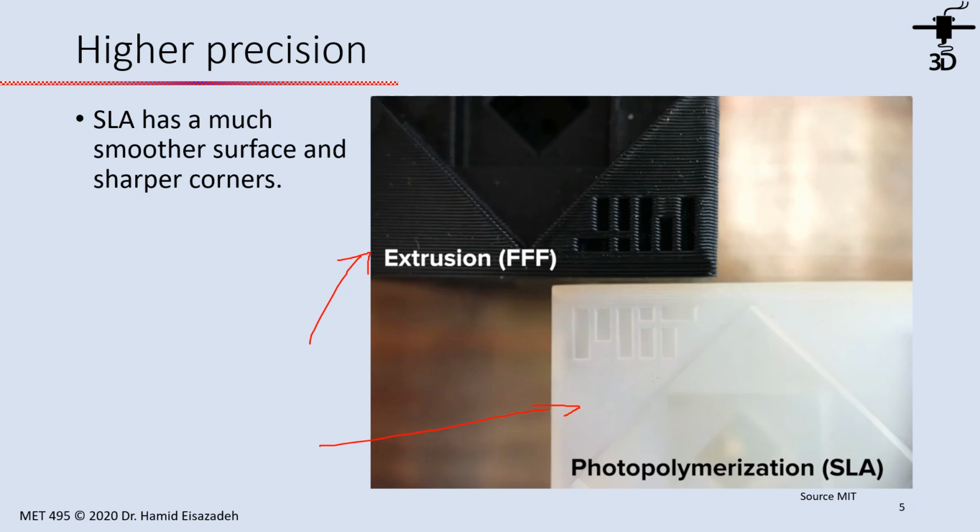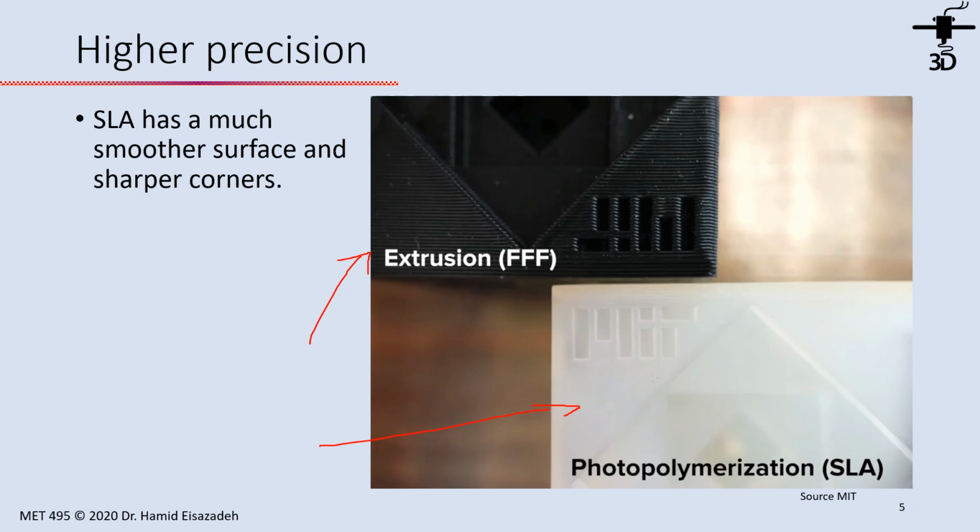Why do we have better precision in the SLA process? The reason is that the light source in SLA can be precisely focused and positioned, and the material is solidified in a non-contact manner.